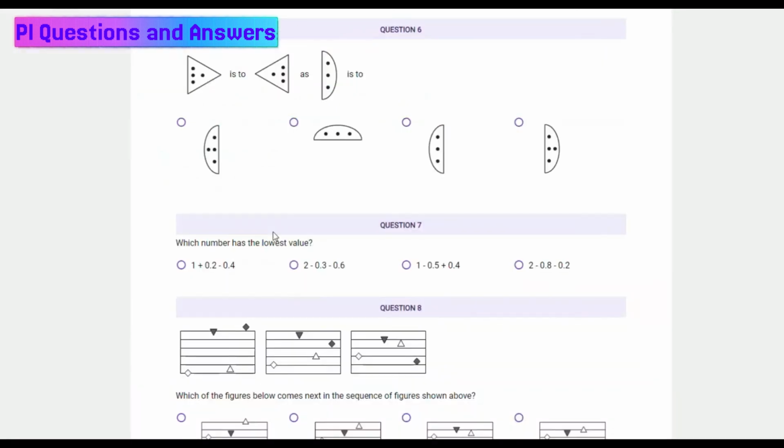Hello everyone. This video will cover 10 parts of the Pi cognitive assessment. I'll explain each question, provide the correct answers, and give detailed explanations.